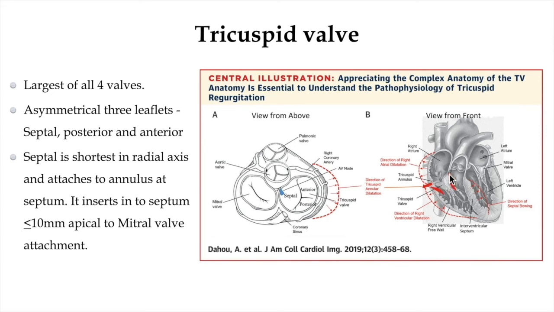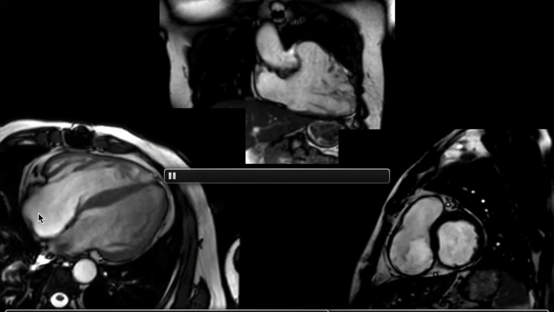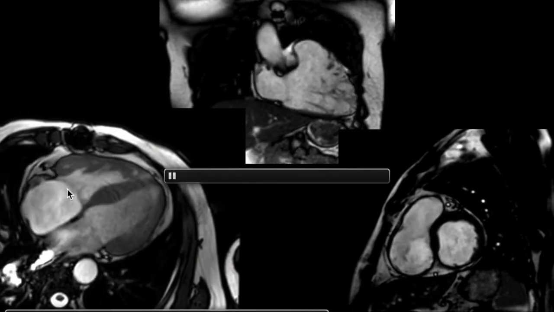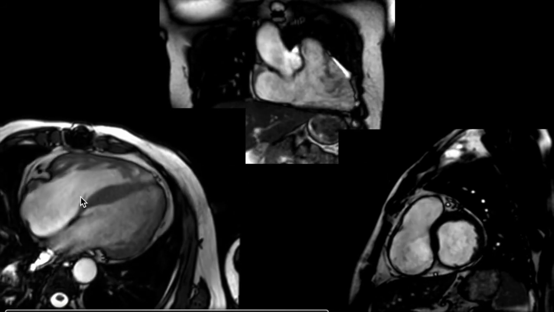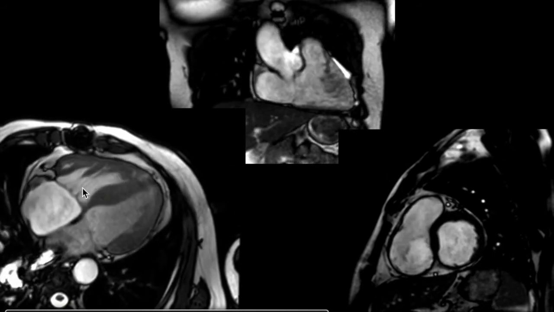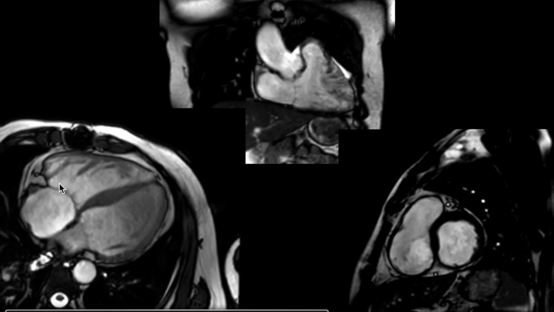So this is the tricuspid valve. The septal leaflet of the tricuspid valve attaches to the interventricular septum. It usually inserts in the septum less than 10 mm apical to the mitral valve attachment. This is the four chamber view. So you can see this is the tricuspid valve. This leaflet towards the septum is the septal leaflet, and this leaflet is the anterior leaflet.